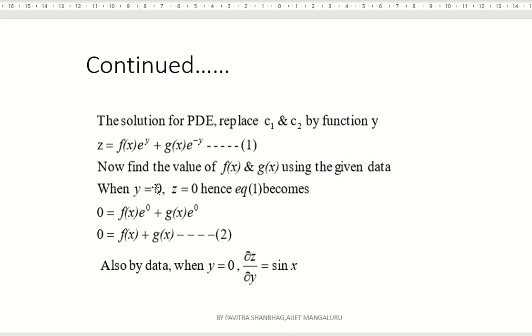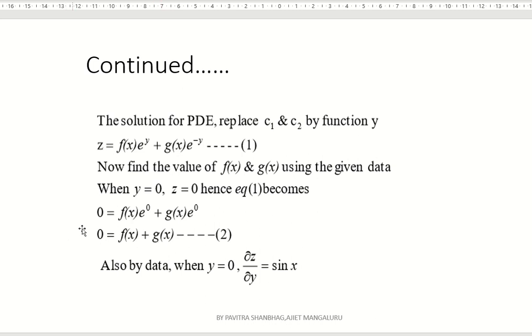Put y equal to 0, z equal to 0. Then what will we get? 0 equal to f(x) e power 0 plus g(x) e power 0. That is f(x) plus g(x) equal to 0. Okay, so we got one equation here.